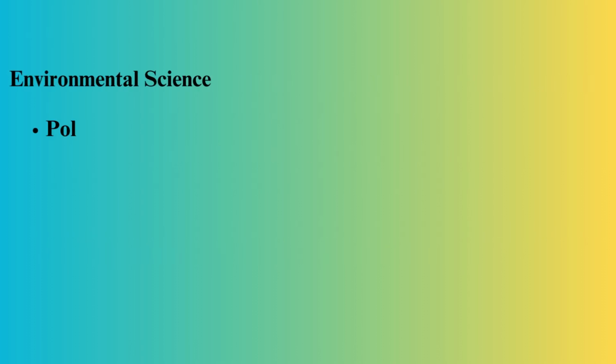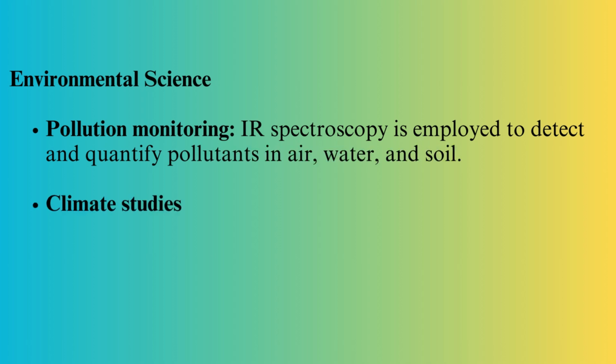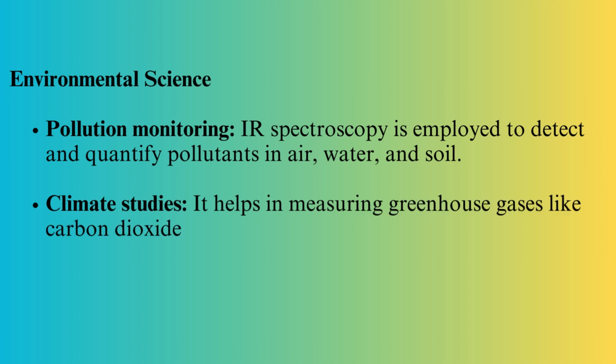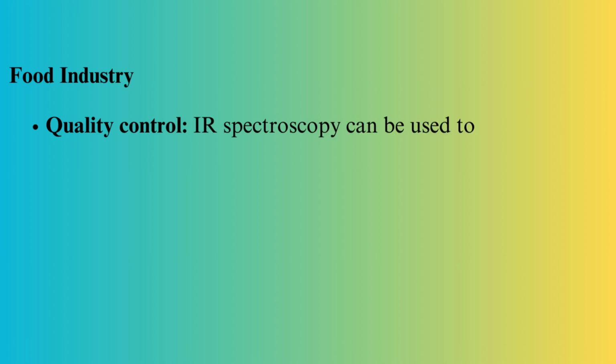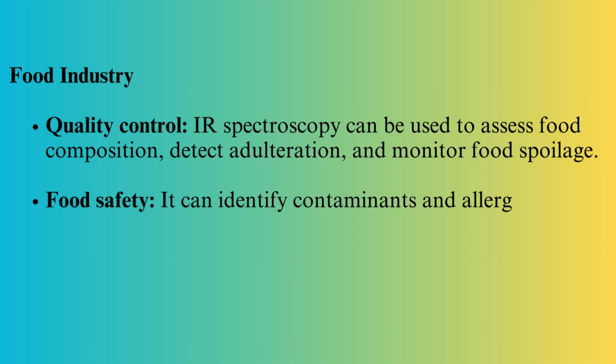Environmental science, pollution monitoring. IR spectroscopy is employed to detect and quantify pollutants in air, water, and soil. Climate studies: it helps in measuring greenhouse gases like carbon dioxide and methane. Food industry, quality control: IR spectroscopy can be used to assess food composition, detect adulteration, and monitor food spoilage. Food safety: it can identify contaminants and allergens in food products.